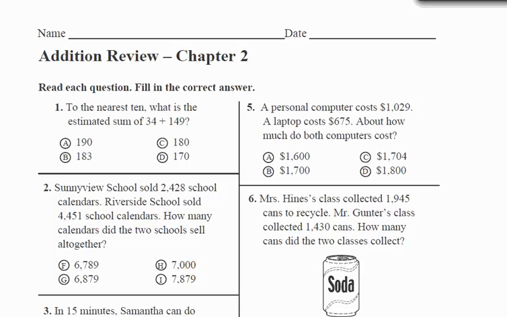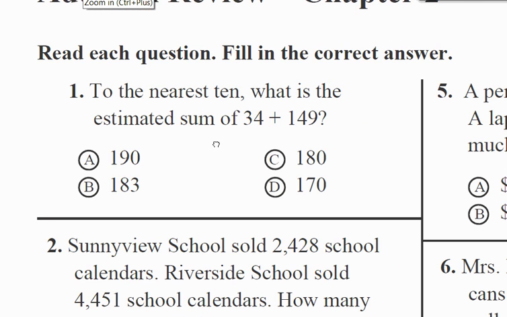This one says addition review, chapter 2. It says read each question and then fill in the correct answer. To the nearest 10, what is the estimate sum of 35 plus 149? So I need to round to the nearest 10, right? Yes.